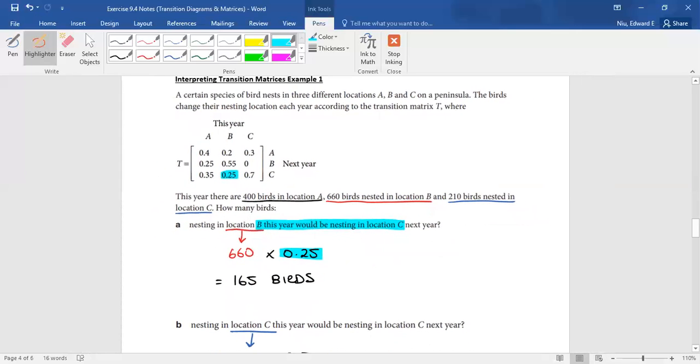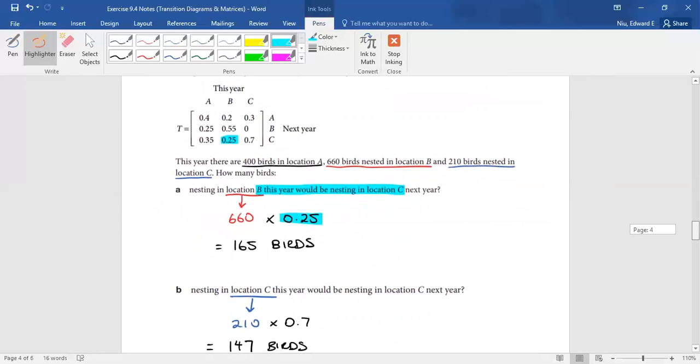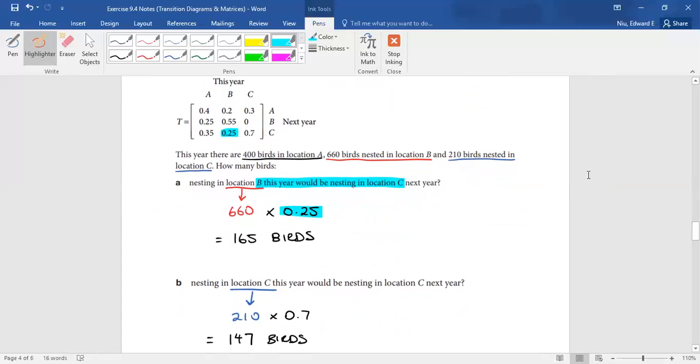Let's take a look at the next one. The next one says, nesting location C, which is 210 birds, underlined in blue. How many are going to be in location C next year? So we know there's 210 birds. That's why we've got this 210 here. And then we go, well, if they start in C and finish in C, we've got 70% of them still in that same C location. And we multiply the 210 by 0.7, which gets us 147 birds.